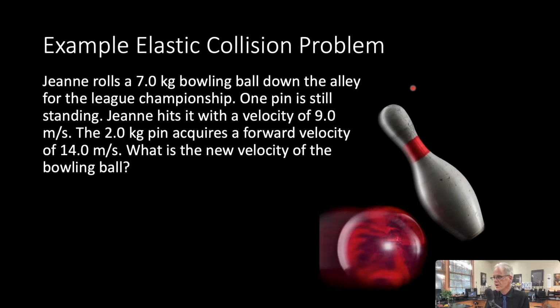All right, let's try an example problem. Let's say that Jeannie rolls a 7-kilogram bowling ball down the alley for the league championship. One pin is still standing. Jeannie hits it with a velocity of 9 meters per second. The 2-kilogram pin acquires a forward velocity of 14 meters per second. What is the new velocity of the bowling ball?